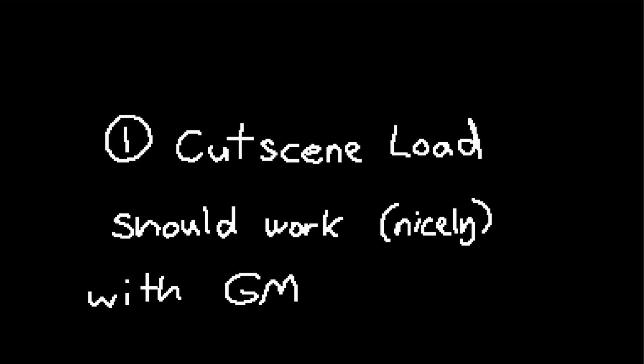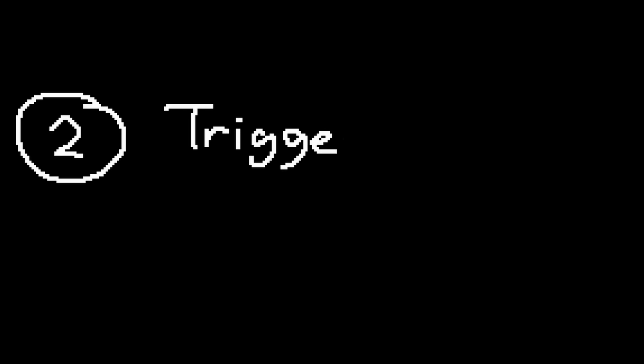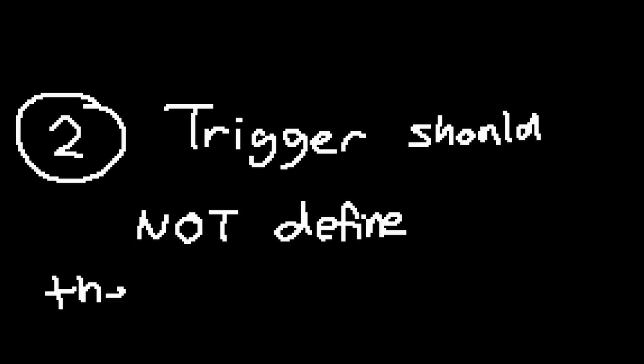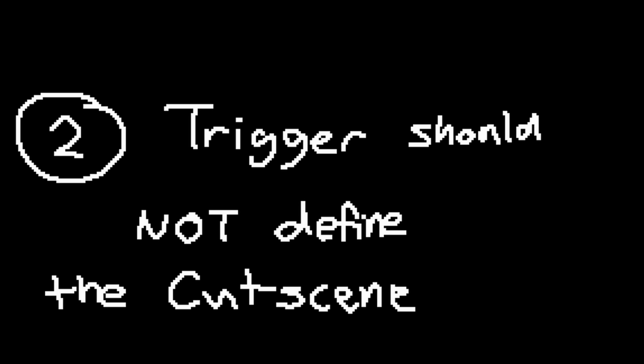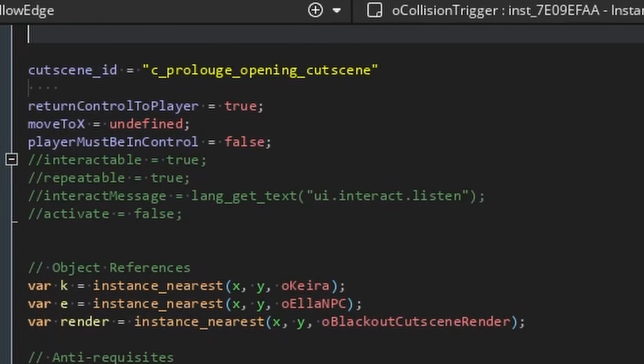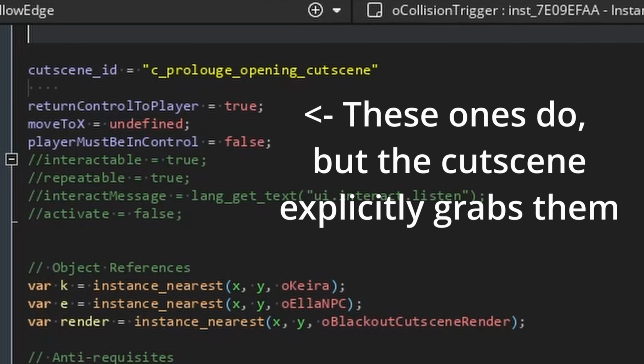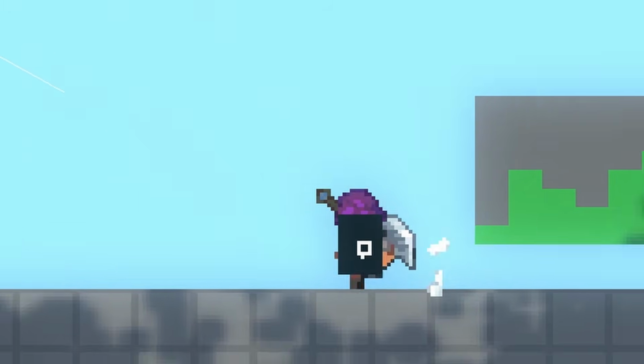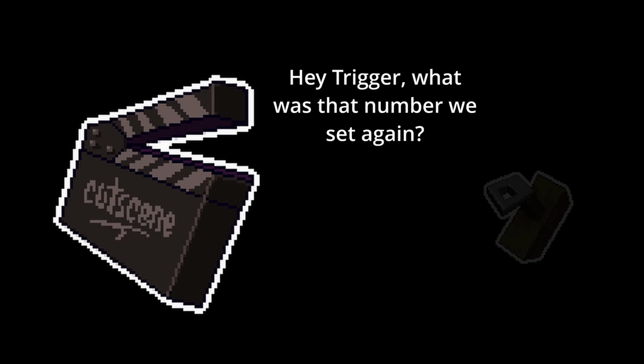My first issue is what we just discussed, that the cutscene loading doesn't work with GM Live. The second, I don't like that the trigger is the thing that's setting up the cutscene. If I define variables here next to the cutscene information, those variables aren't automatically transferred to the cutscene. And since triggers might be destroyed after the cutscene loads, there's no guarantee we can access them at runtime.